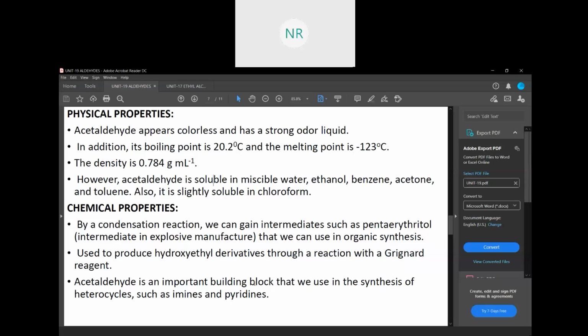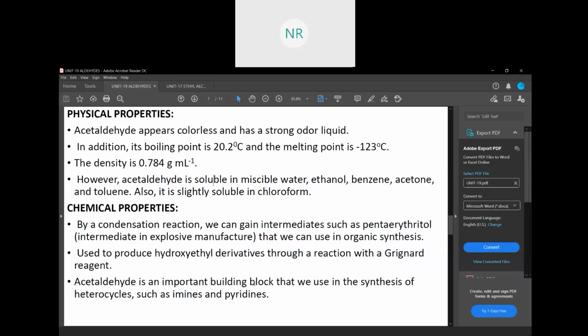So, physical properties of acetaldehyde. Acetaldehyde appears as a colorless liquid with a strong odor. Okay, so those are its boiling and melting points. The density is 0.784. Acetaldehyde is soluble in water, ethanol, and benzene. It is also slightly soluble in chloroform.